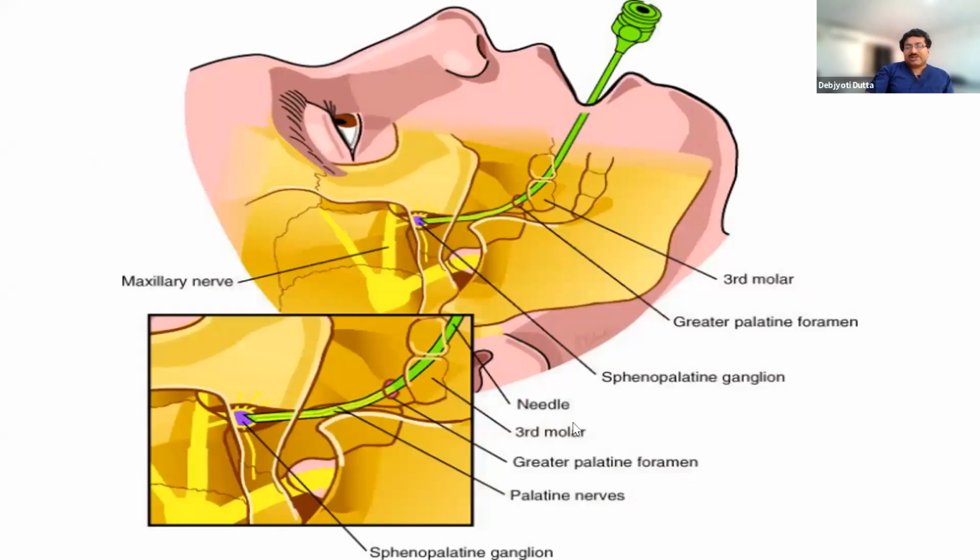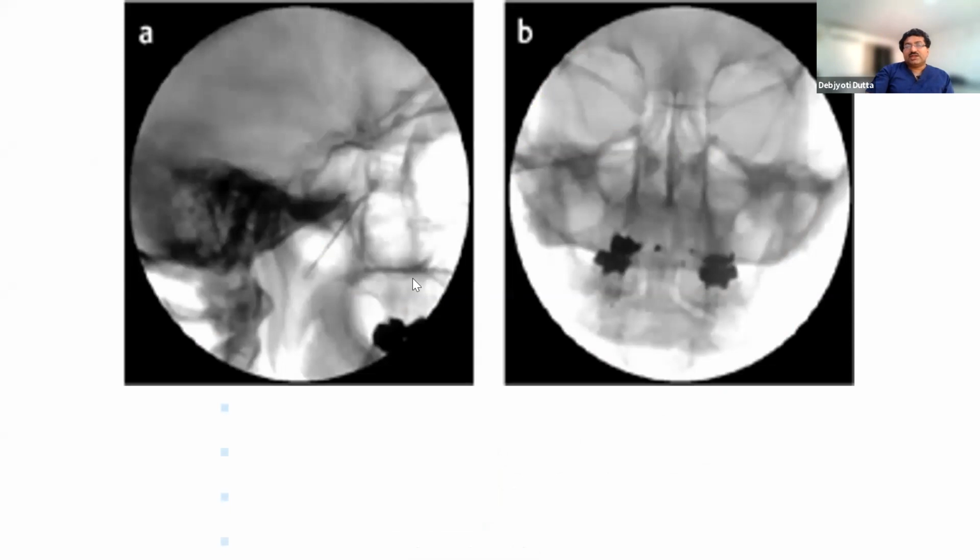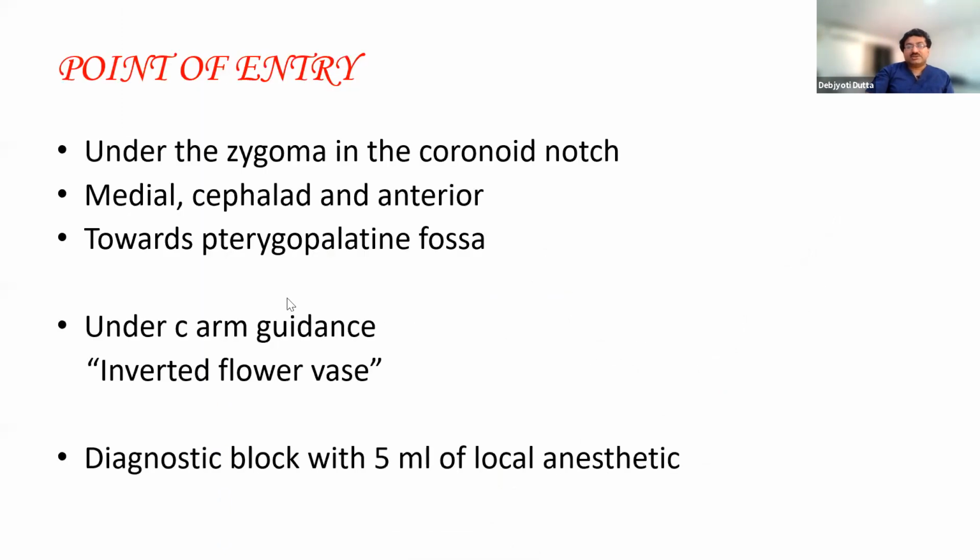This is another approach, the greater palatine foramen approach of the sphenopalatine ganglion block, that is not performed nowadays. This is the approach that we commonly perform, the lateral approach. Okay, we go from the lateral side, then we go to the pterygopalatine fossa, and then we inject the drug there. Okay, so this is the needle position and this is the dye distribution.